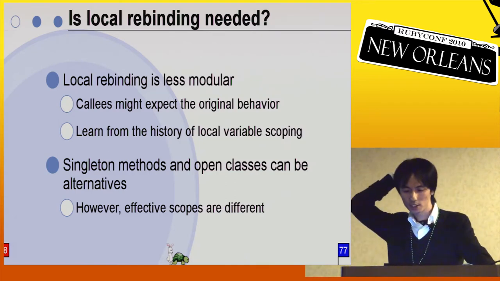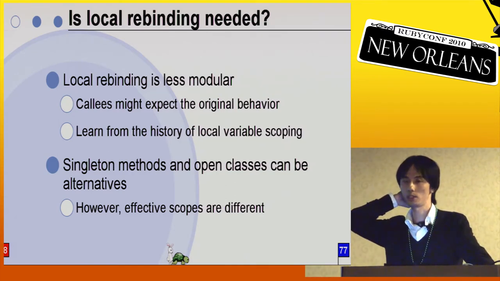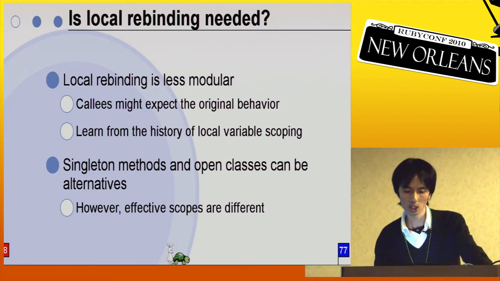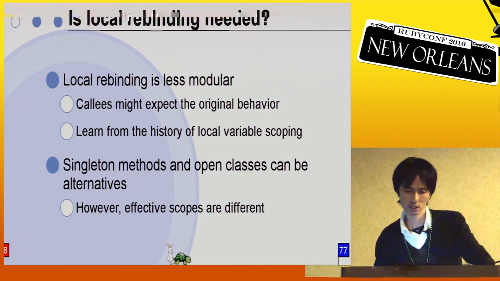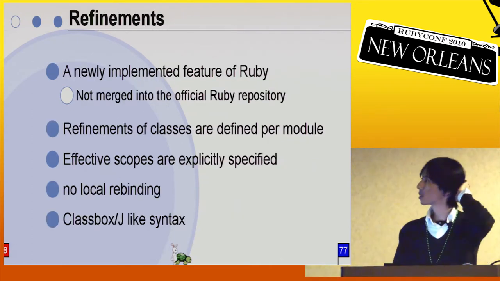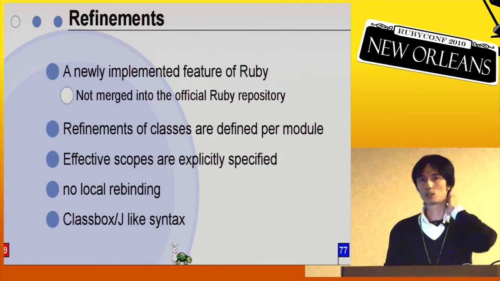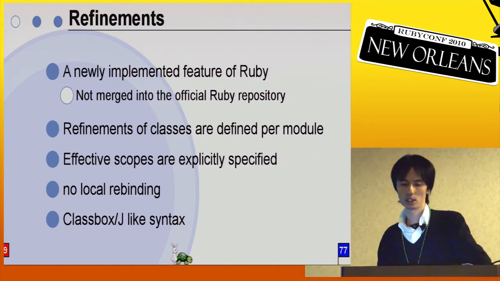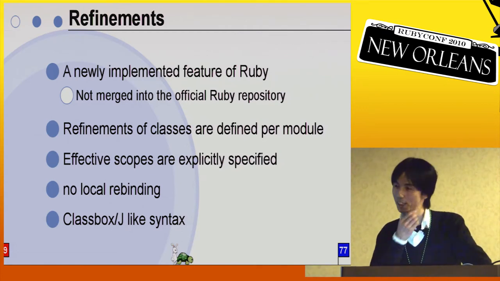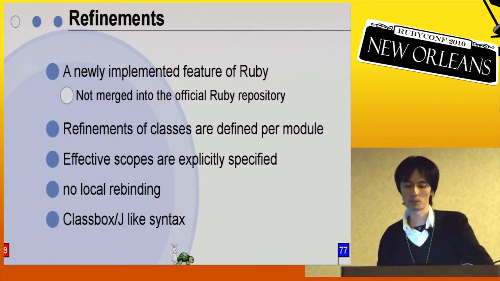Singleton methods and open classes can be alternatives in Ruby. However, effective scopes are different, so it might be more difficult to use than classboxes. So I would like to propose a new feature called refinements. This is a newly implemented feature of Ruby, but it is not yet merged into the official Ruby repository. It's only in my private repository.